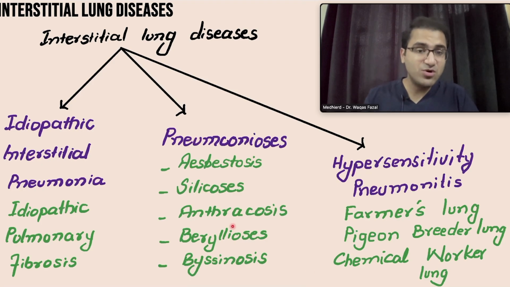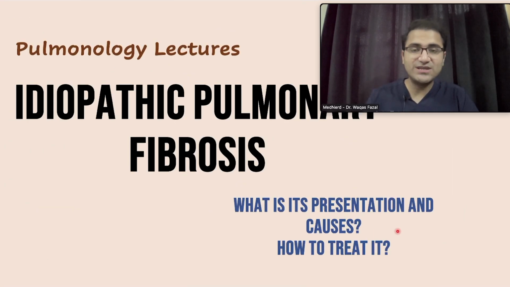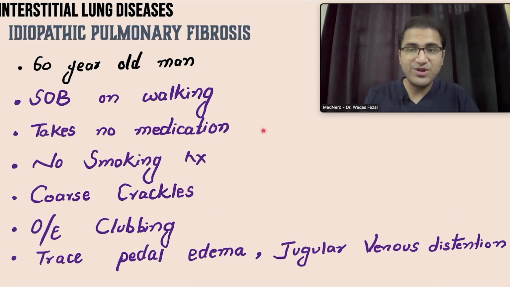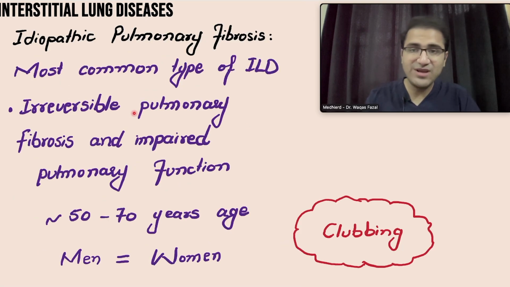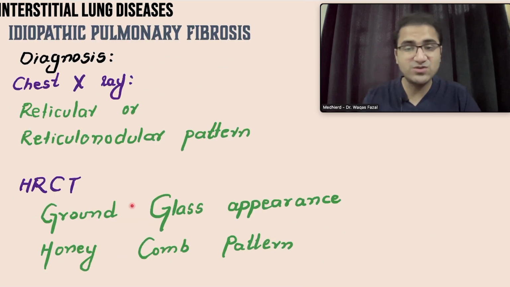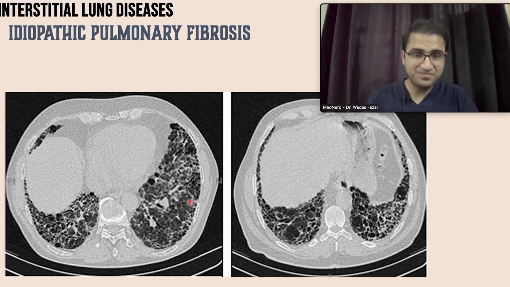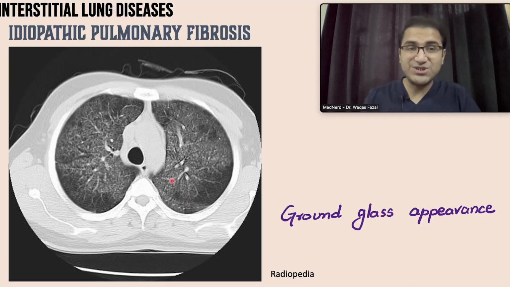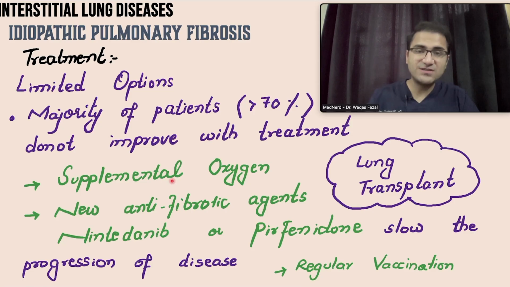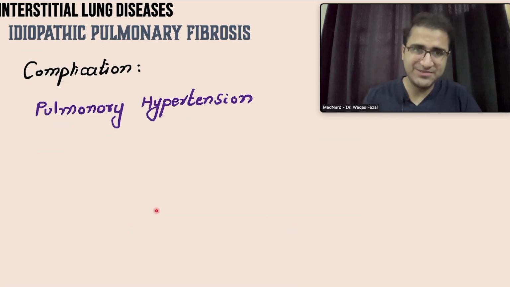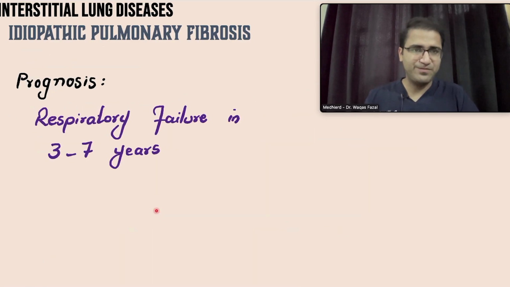The causes of pneumoconiosis and hypersensitivity pneumonitis. Then we talked about idiopathic pulmonary fibrosis. We talked about a case that we had, the definition and the diagnosis on HRCT, the chest X-ray finding showing reticulonodular pattern, and the HRCT appearance, honeycomb, ground glass appearance. Treatment options are limited. Prognosis is poor.